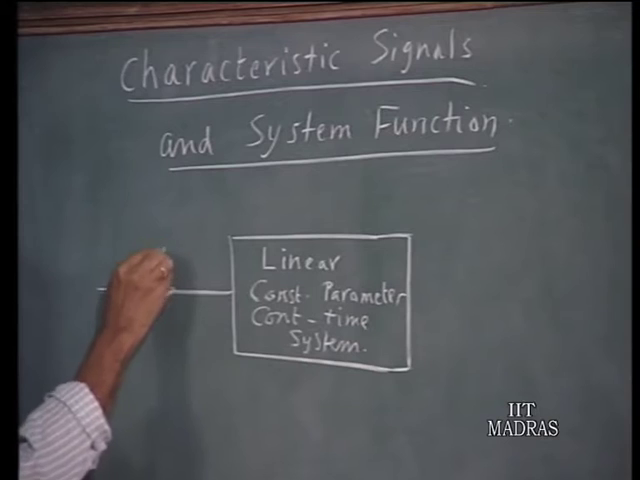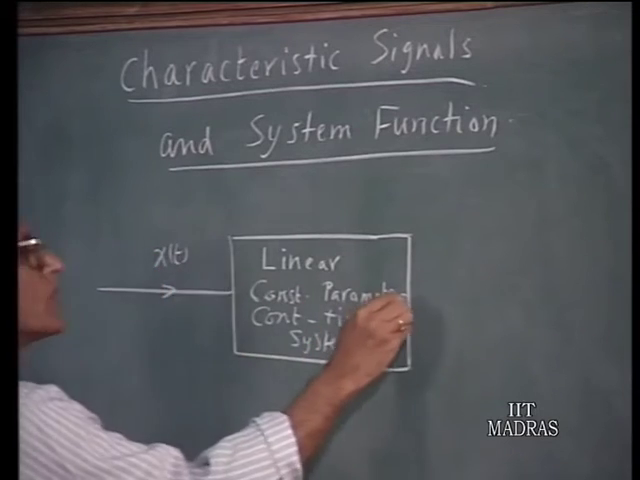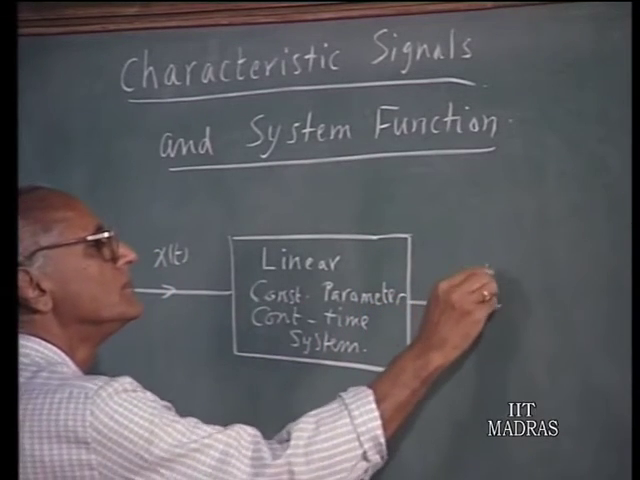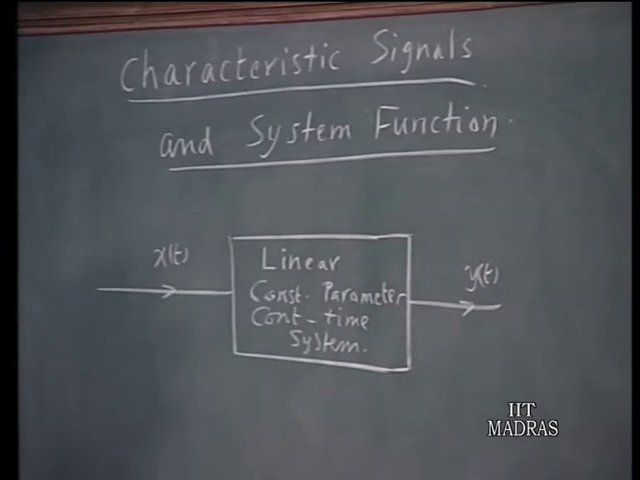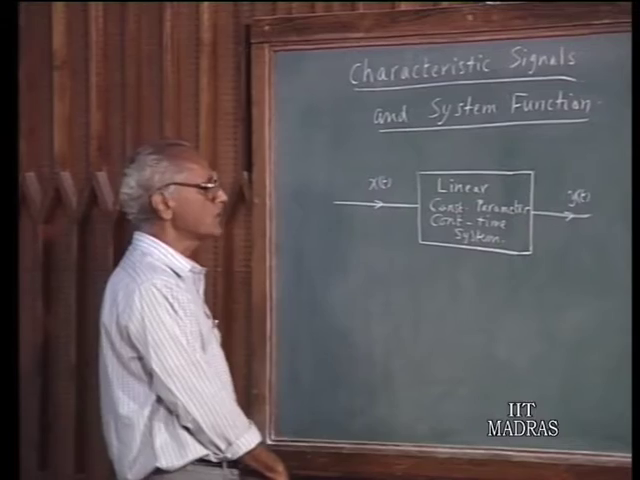We have an input quantity x of t and an output quantity y of t, an electrical network consisting of RLC elements being a specific example of this. In general, the output y of t and the input x of t are connected by a linear differential equation with constant coefficients.